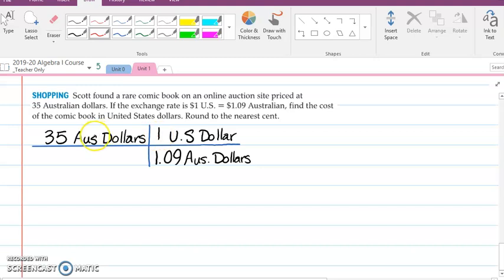By placing the conversion factor the way that I did, the Australian dollars cancel, and I'm left with US dollars, which was my goal. Find the cost in US dollars. So if I multiply going across, I get 35. On the bottom, 1.09. When I use my calculator and type 35 divided by 1.09, I get $32.11.